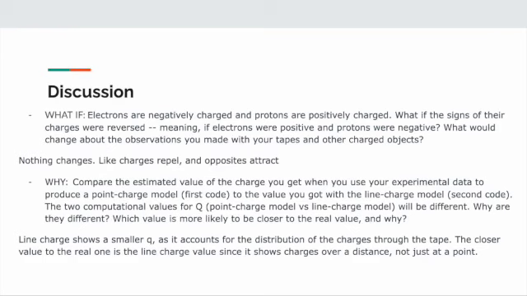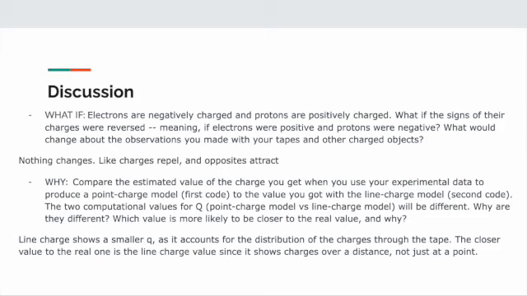What if the signs were switched, so negative was positive and positive was negative? What would change? Nothing would change. Like charges still repel and opposites still attract, so none of the observations would change.